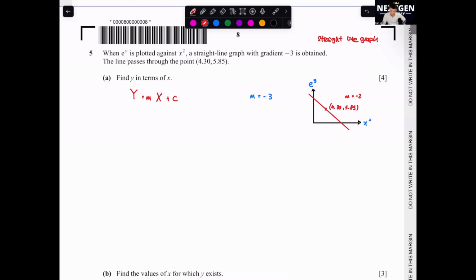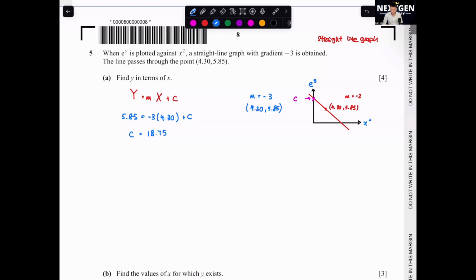What do we need to find? Find y in terms of x. We need to find the c value first, the y-intercept. So we sub in 4.30 and 5.85. First step, find the c value. Y is 5.85, so 5.85 equals -3 times 4.30 plus c. Rearranging the equation, we get c equals 18.75.